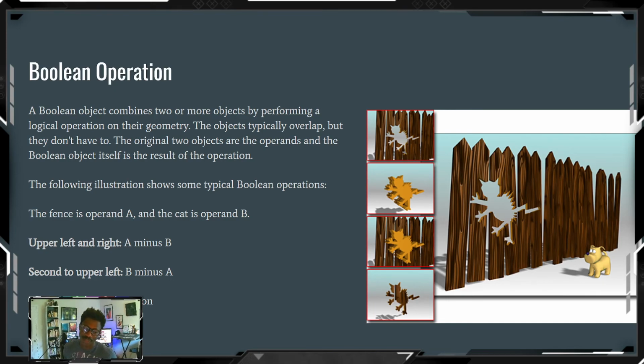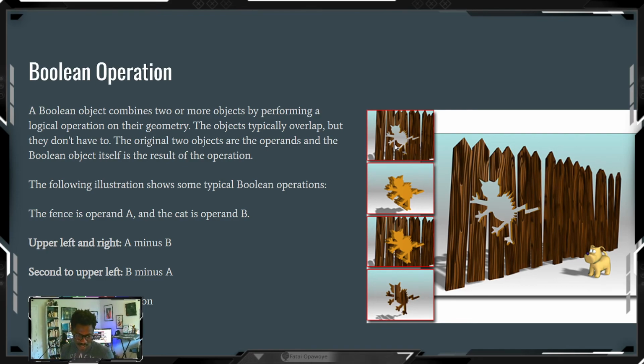The following illustration shows some typical Boolean operations. These aren't all the Boolean operations, but these are some that you will run into in life inside of 3ds Max and most 3D applications. So the fence is operand A and the cat is operand B, right? From the upper left, A minus B. So you're just subtracting the cat from the fence, so it looks like he's missing from the fence.